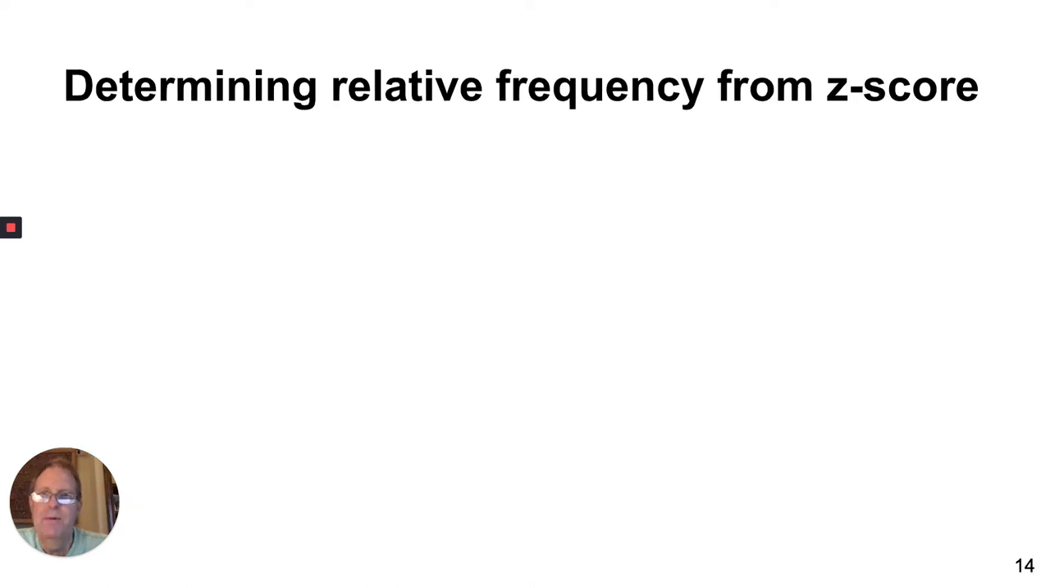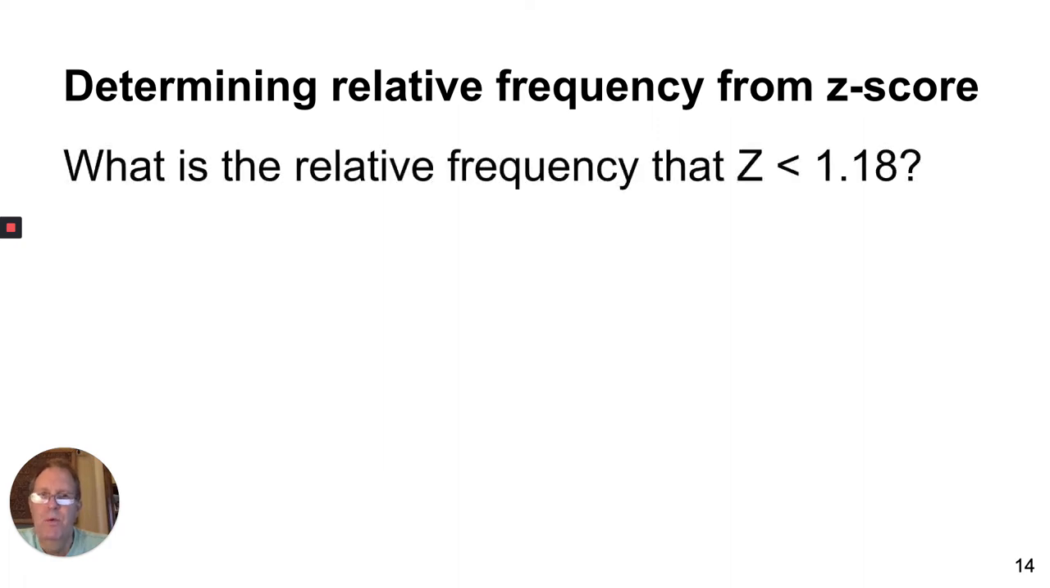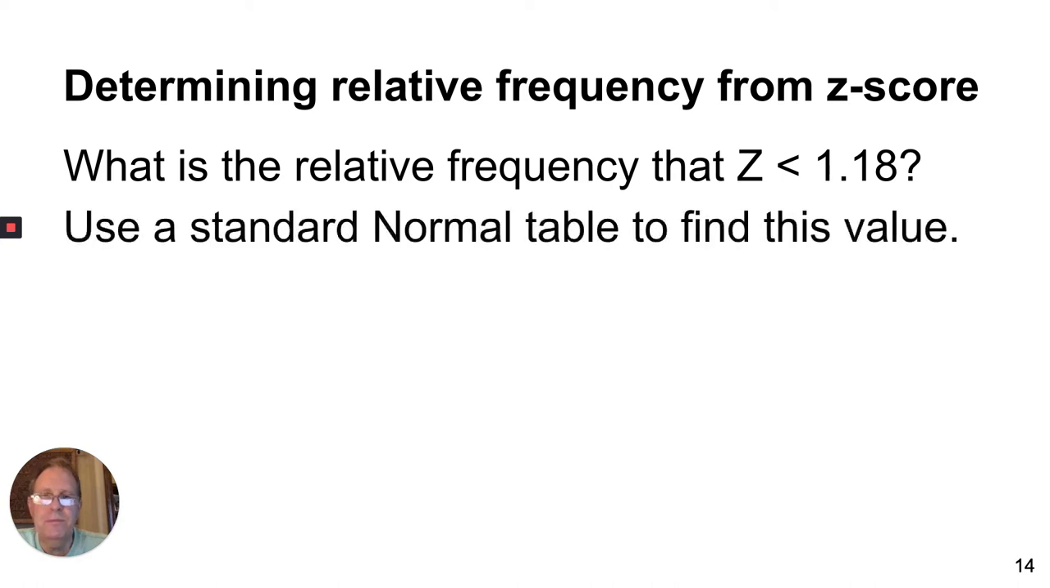Now, determining relative frequency from z-scores: what is the relative frequency that z is less than 1.18? This is going to be a problem because 1.18 is not an integer, so I can't use the 68, 95, 99.7 rule. I have to use something else. Well, we're going to use the standard normal table to find this value.